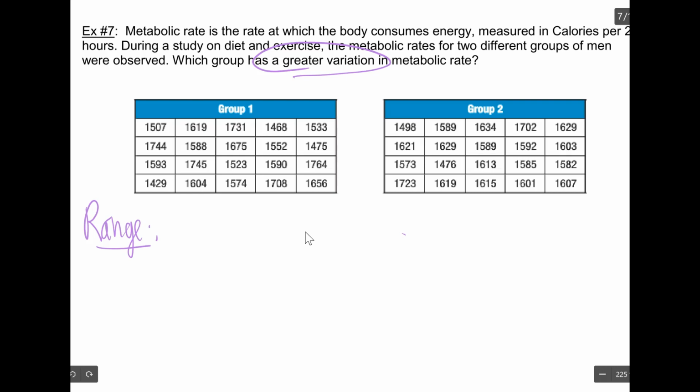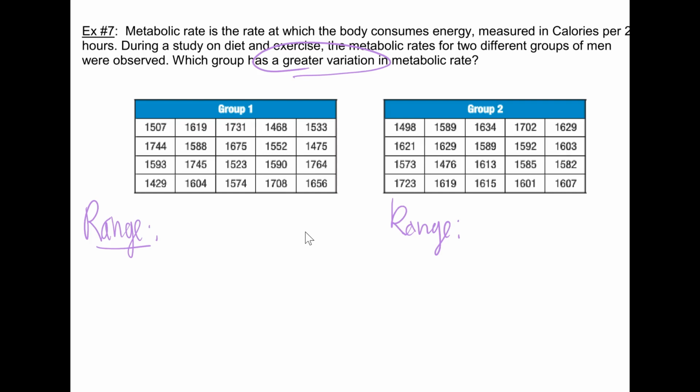We have to be careful because the range may not be right. Imagine if eight people had the same metabolic rate and the ninth person had one that was way, way higher. Well, that would screw up the range, because most of them are around the same. So we have to be careful when we use range. We have to be cognizant of the fact that maybe there's an outlier.